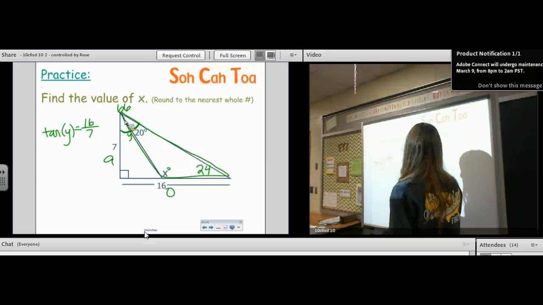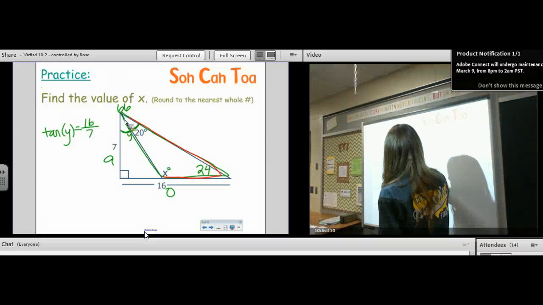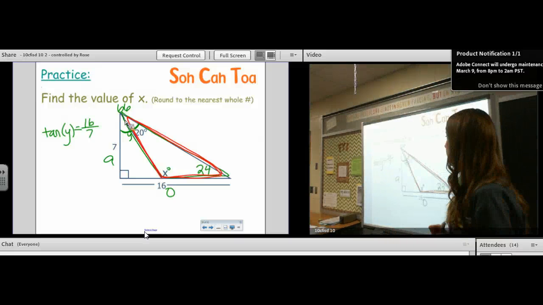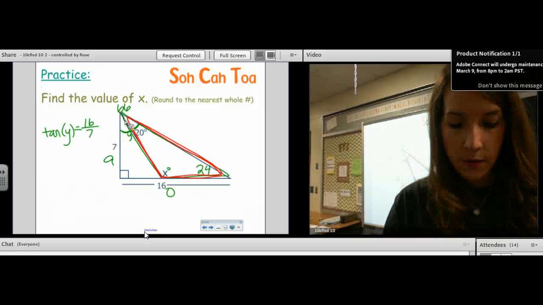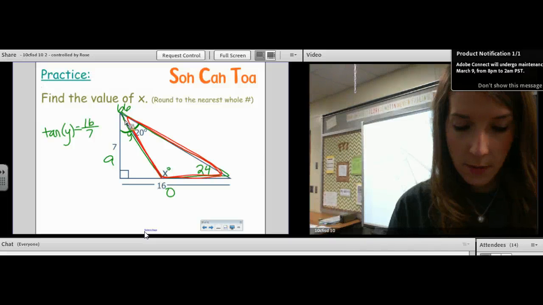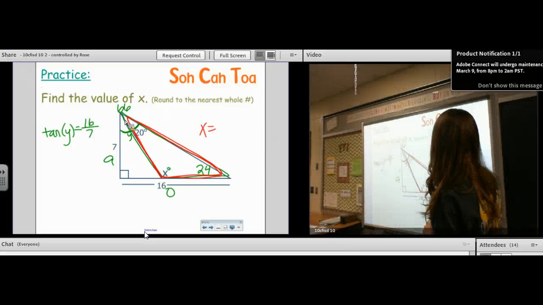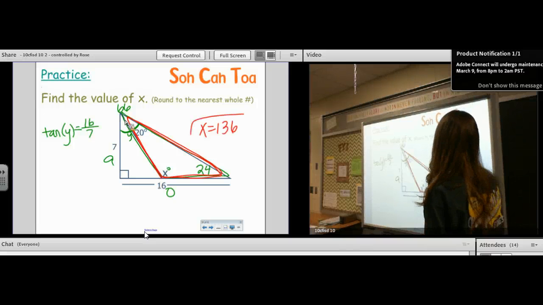And now I can look at my red triangle, and I know that it has to add up to 180. So 180 minus 20 minus 24. That gets our obtuse angle in at 136.